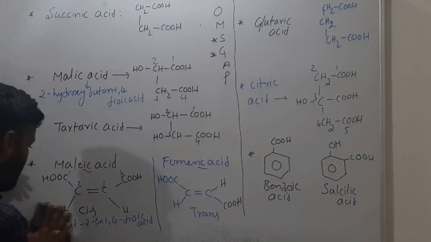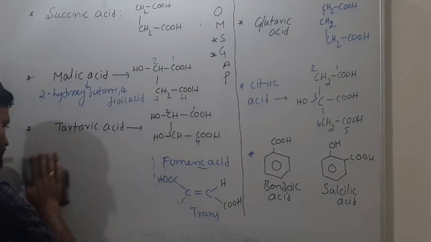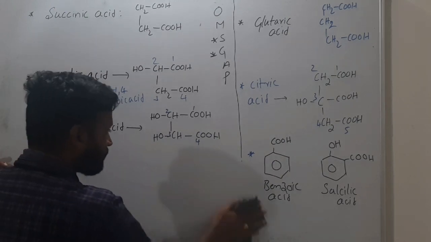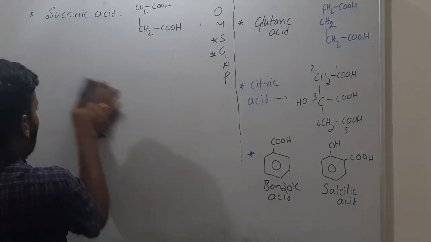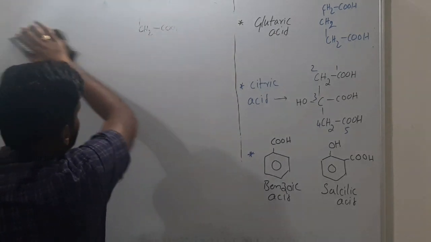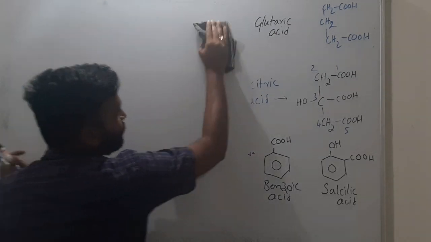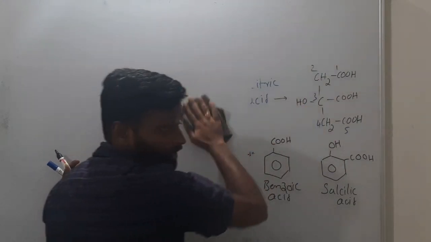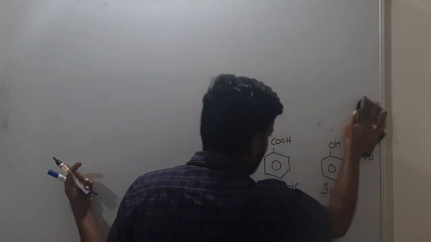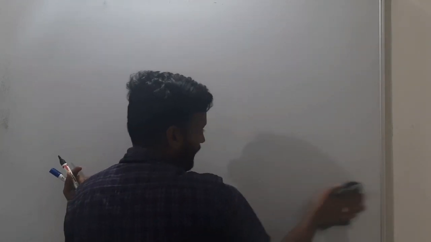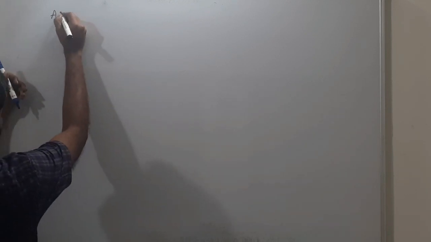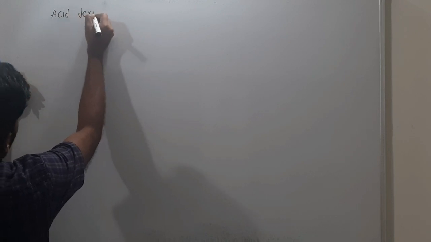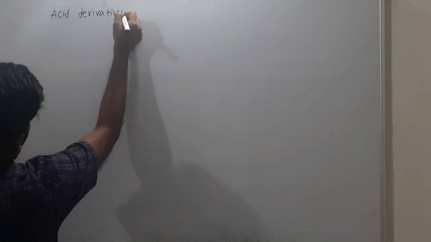Very important. Okay, so now we will discuss about the next, some IUPAC names of particular acid derivatives. Who are the acid derivatives? I told you already, in COOH, if OH is replaced by halogen, that is acyl halide. Okay, and OH replaced by NH2, that is amide, like that. See, suppose, now I will write here, acid derivatives.